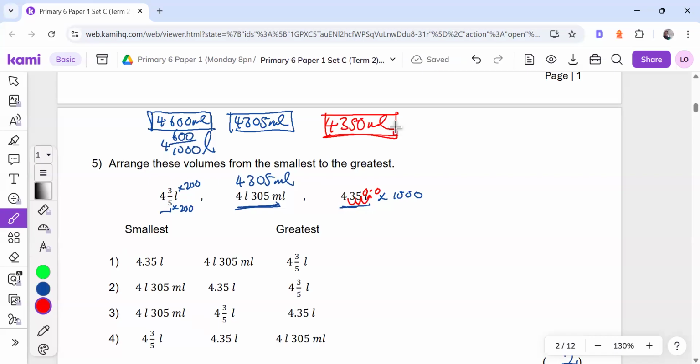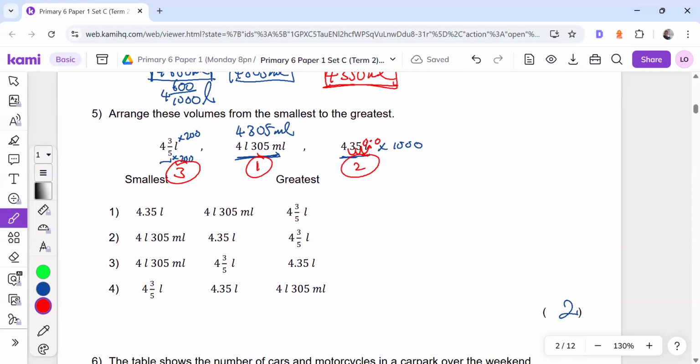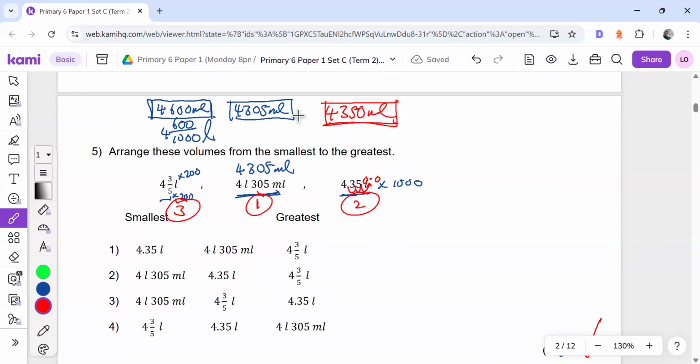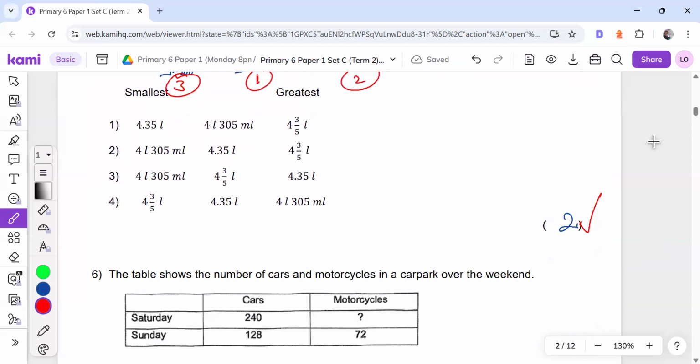And the smallest will be this one, right? The smallest. And then the second biggest will be this one, and then this one. Am I correct? Yeah? So you arrange from smallest to greatest, and that's how your answer is number 2. Got it? So if you get it wrong, then make sure you know how to change them into all whole numbers, which is easier to compare, right? Okay, any questions so far? Okay, let's go on to the next one.